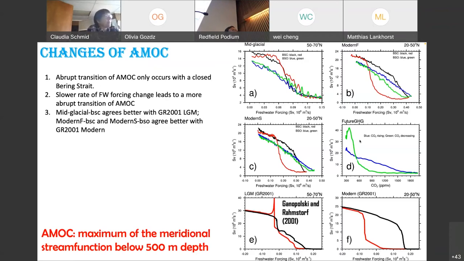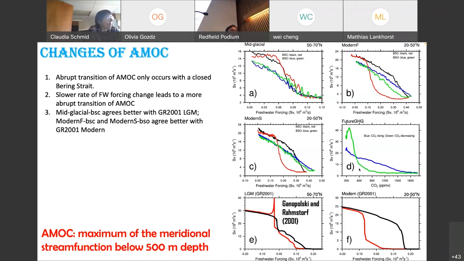Actually, the other thing I also want to say is, under the future greenhouse gas experiment, with the increasing greenhouse gas forcing, we see the AMOC weakens and then collapses. When we have the greenhouse gas decrease, the AMOC stays in the off mode until the greenhouse gas is about 900 ppm, then it starts to recover.